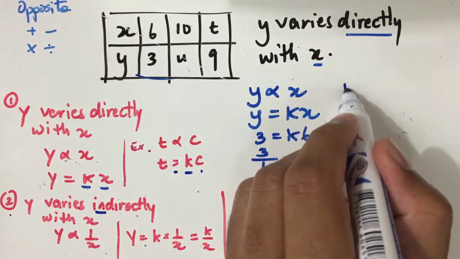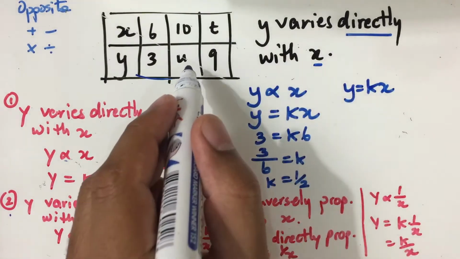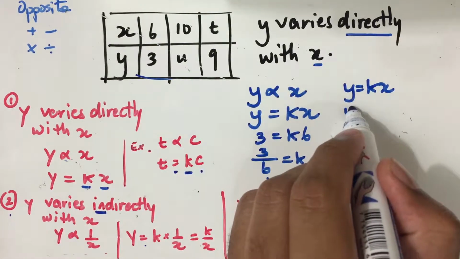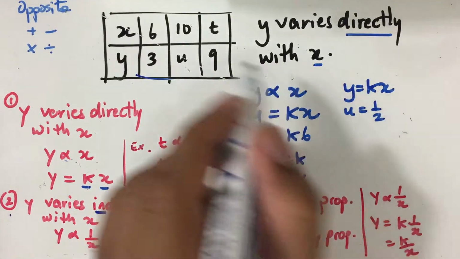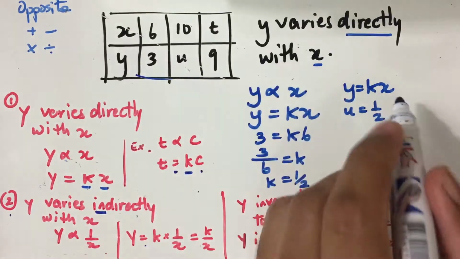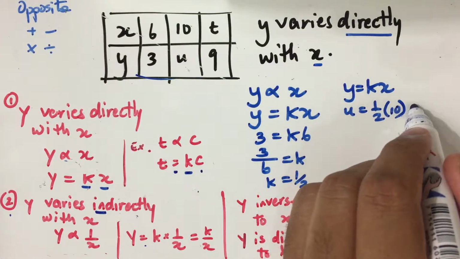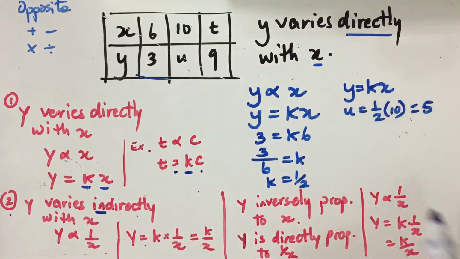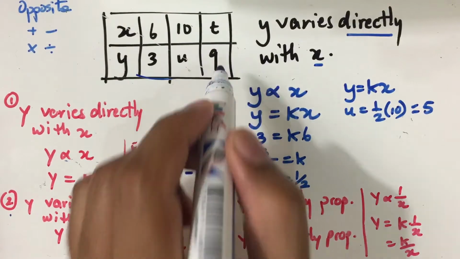Okay, now let's solve for u. So we know again that y is equal to kx. Now in this case, y is equal to u, and k is equal to a half all the time, and we have to multiply by 10. So then u is a half multiplied by 10, which is 5. So u is 5.